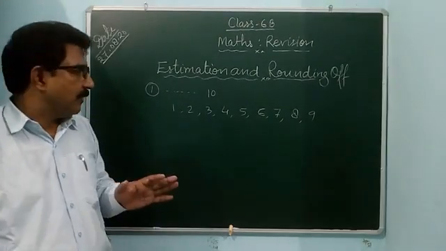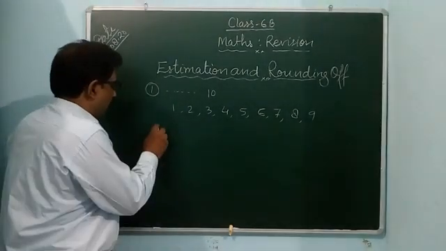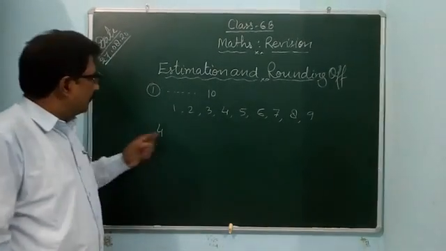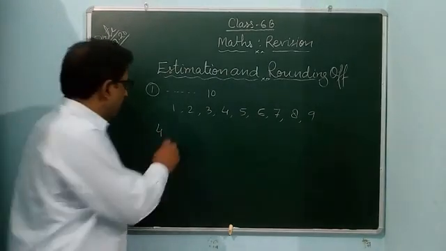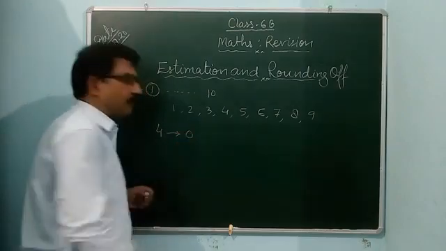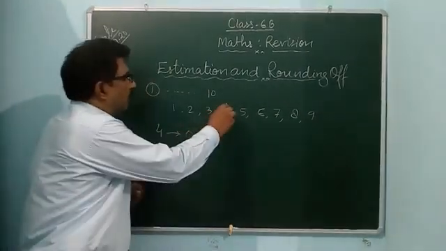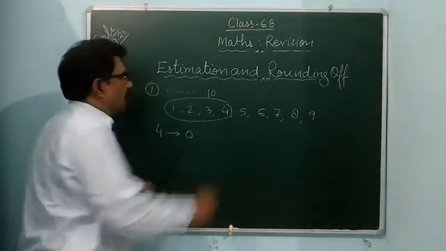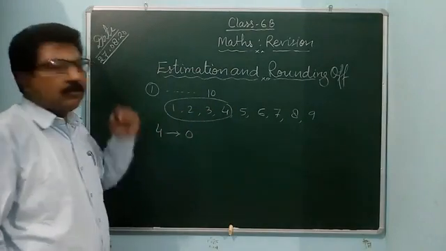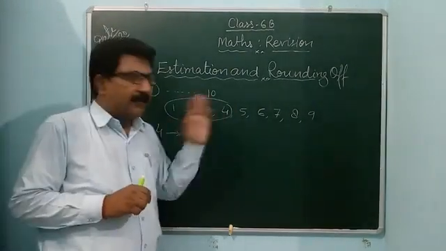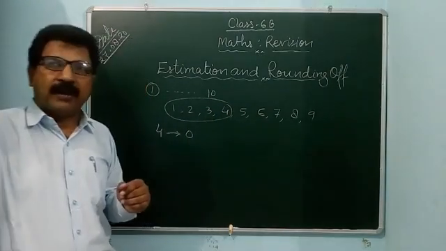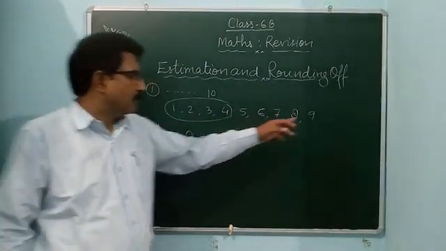If in the exam it is given 4, estimate the number 4 as tens. It will be 0. Before 4, it will be 0: 4, 3, 2 and 1 will all be 0. But 5 and after 5, that is till 9, is different.